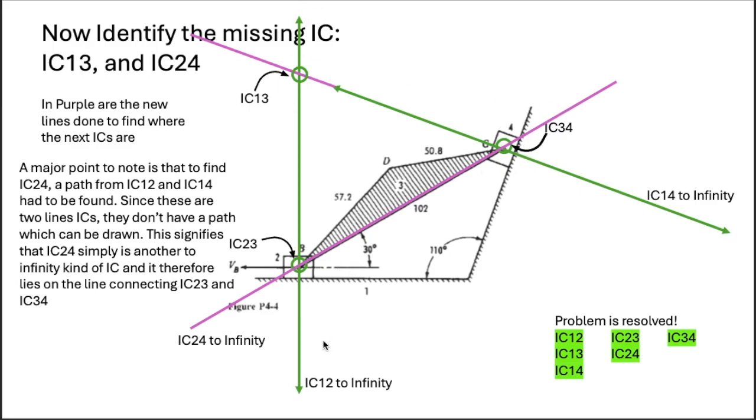We cannot draw a line between the 2 infinities, IC 1, 4 at infinity and IC 1, 2 at infinity. You can't draw a line. So that means that the instance center 2, 4 is also at infinity. And it's just the one line you drew between those other two. And now in this problem, you have found all of your instant centers. And now the problem is resolved.